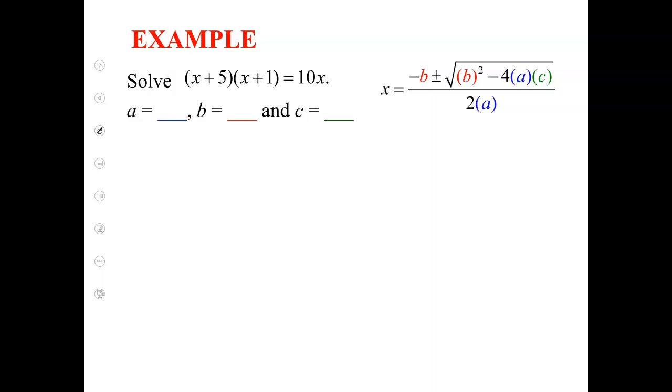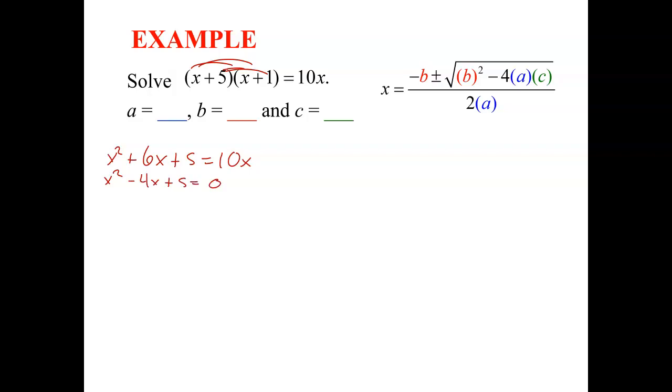Standard form? No. What do I need to do? I need to distribute first. You get x squared plus x plus 5x plus 5. So 6x plus 5, and it equals 10x. Now what? You have to combine them. Subtract the 10x. So x squared minus 4x plus 5 equals 0.